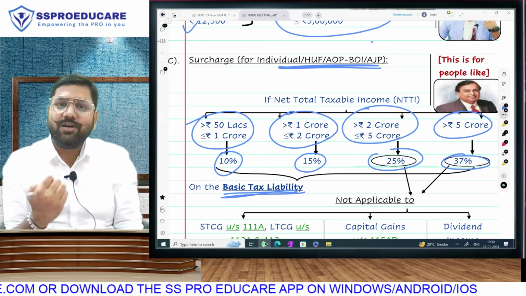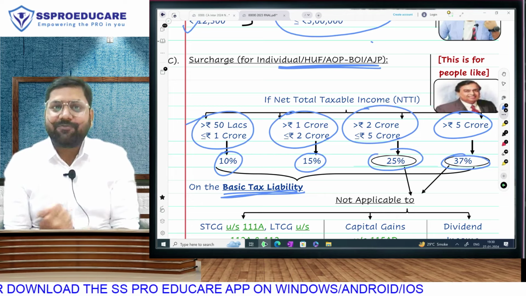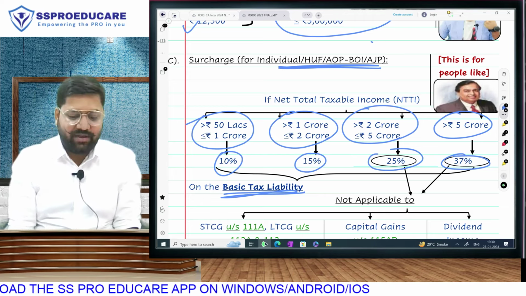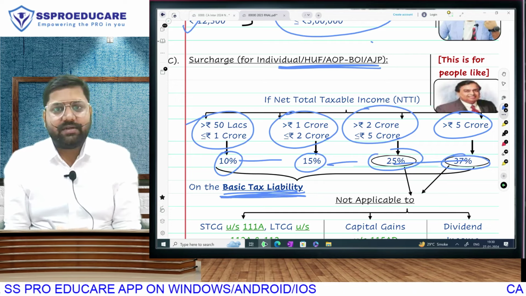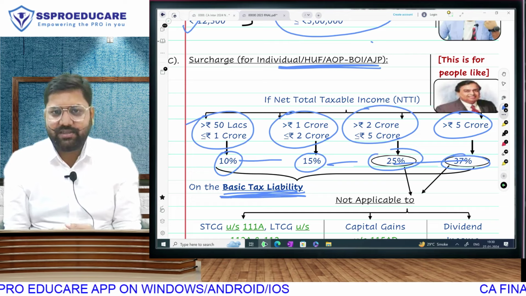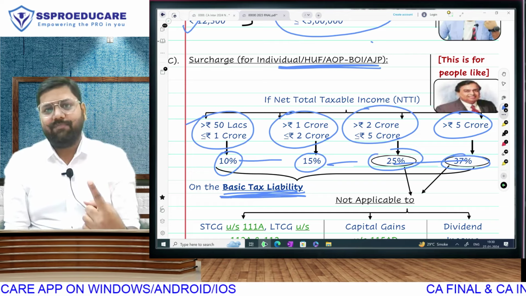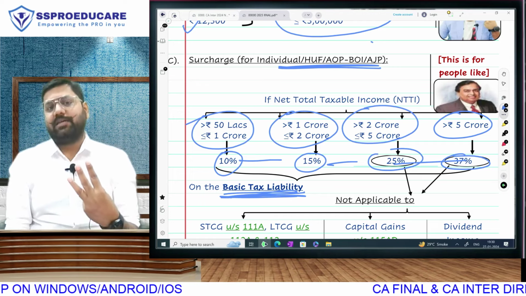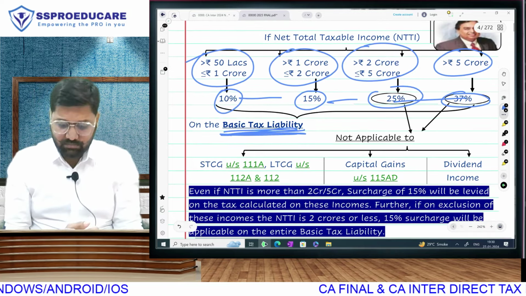At exact 2 crore, it will remain 15. More than 2 crore will become 25. At exact 5 crore, it will remain 25. More than 5 crore, it will become 37. And whether 10, 15, 25 or 37, it will all apply on your basic tax liability. So, surcharge has 4 rates: 0% up to 50 lakh, but after 50 lakh, 10% up to 1 crore, then 15% up to 2 crore, 25% up to 5 crore, and 37% when more than 5 crore.